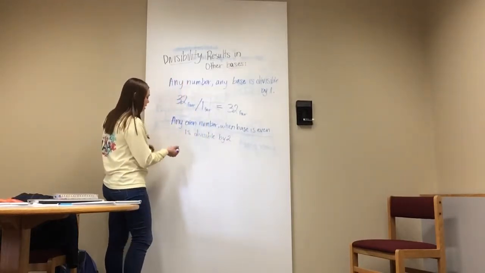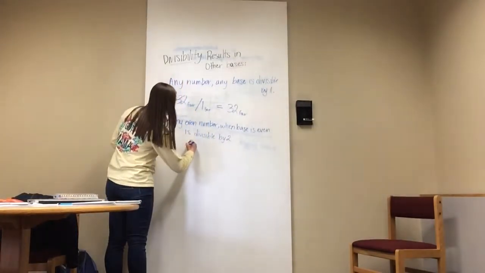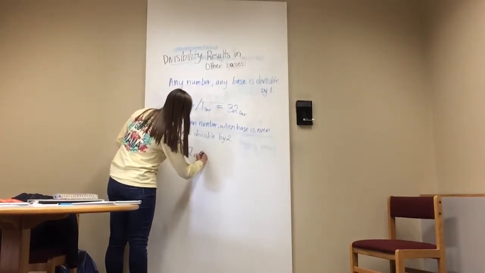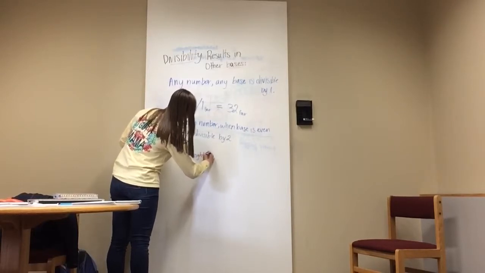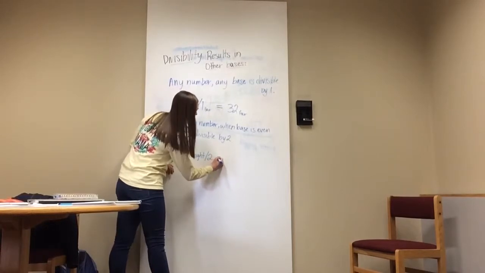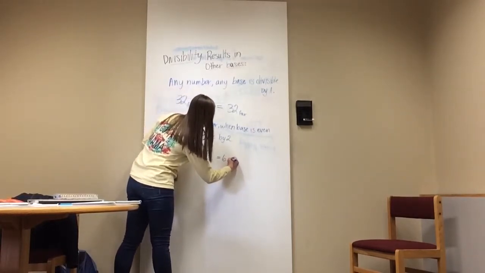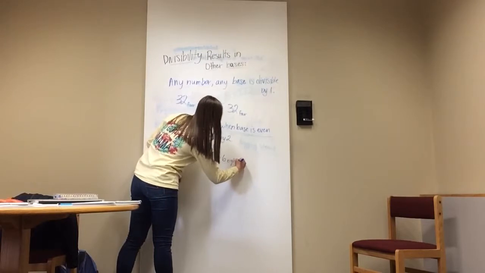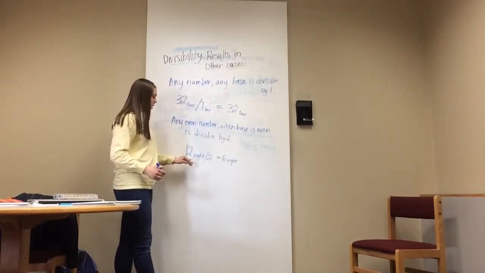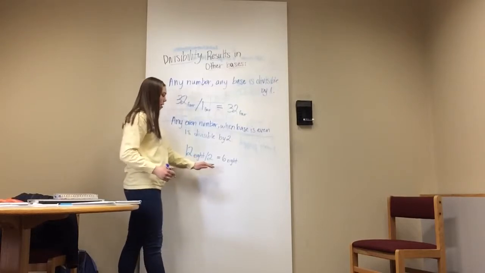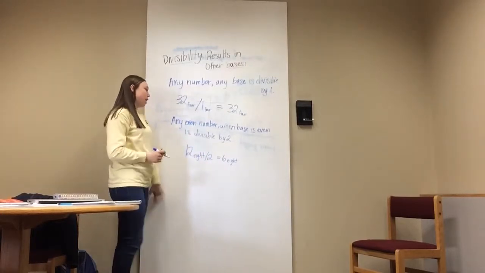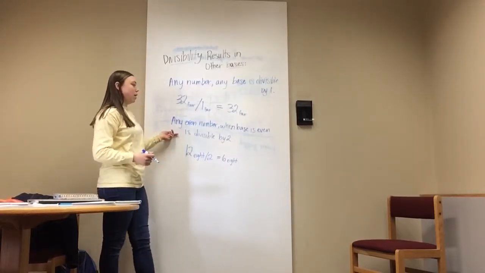An example of this is, say we have 12 base 8 divided by 2. We know that our answer is 6 in base 8. And we know that 12 is divisible by 2 because it's an even number, we're working in an even base, and then you get your answer in that same base. So again, any even number when the base is even is divisible by 2.